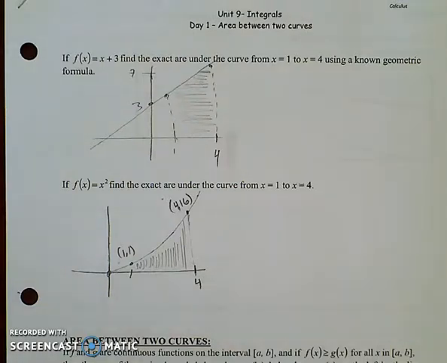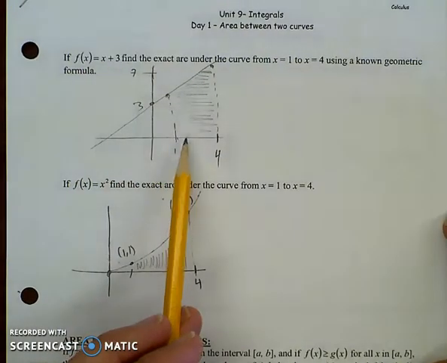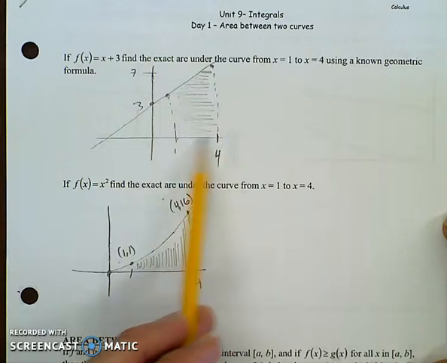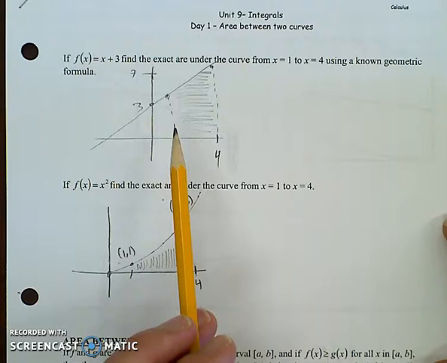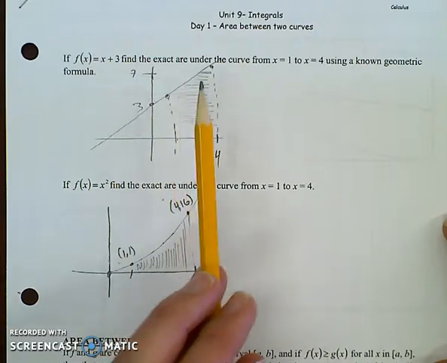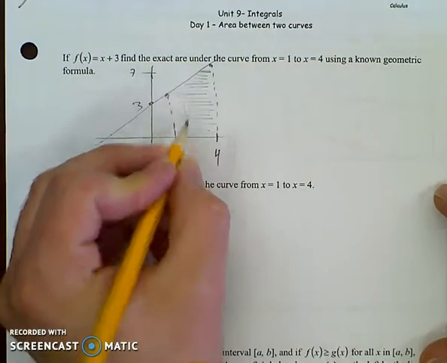So we're looking at the idea of area between two different curves, and we've done this but just looking at the other curve being the x-axis. So if we look at the first one, if f of x equals x plus 3, find the exact area under the curve from 1 to 4 using a known geometric formula. Well, I've already drawn it for you. We have basically a base here, two straight lines, with a slanted top. This is called a trapezoid.